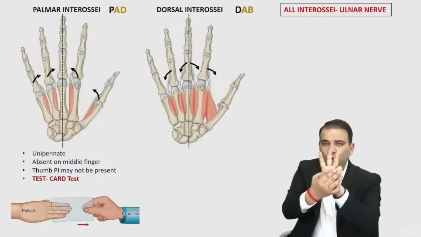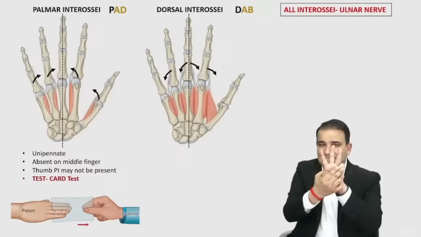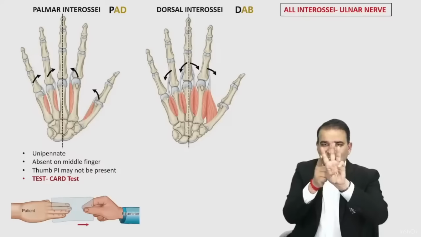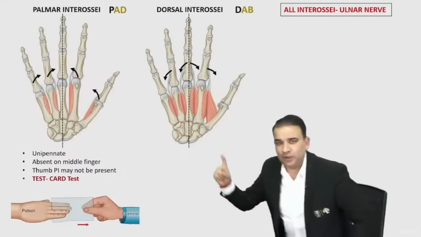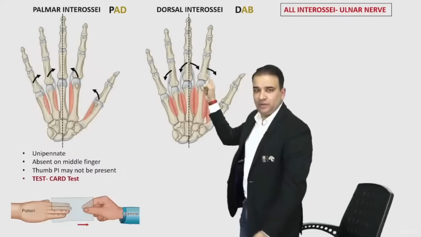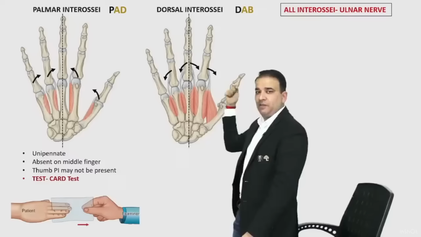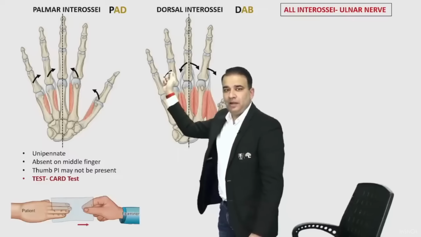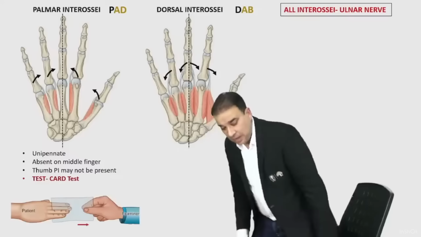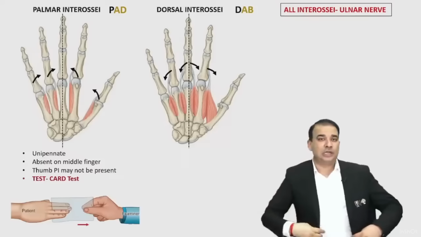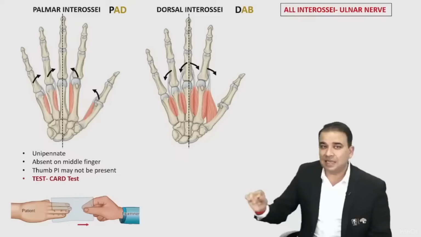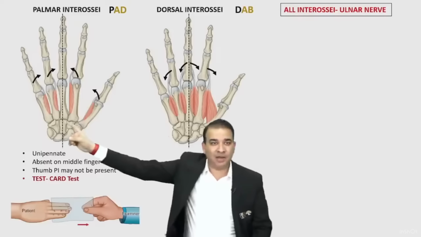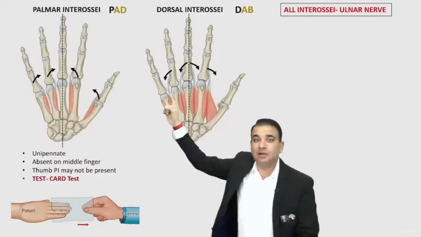So we have four dorsal interossei which are attached on these three fingers. So guys, the first and the last dorsal interossei are for the index finger and the ring finger. You can see the first dorsal interossei goes to the index finger and will pull the index finger away, and the last one will pull the ring finger away from the middle finger. But the second and third dorsal interossei, both of them are attached to the middle finger. The same middle finger which was not having any palmar interossei is having double dorsal interossei.